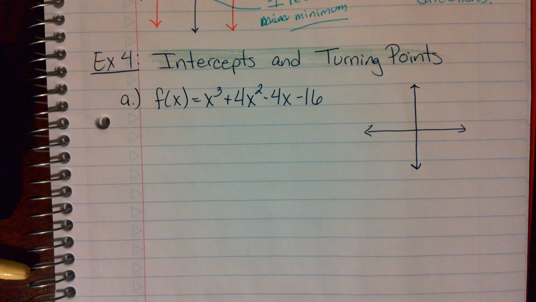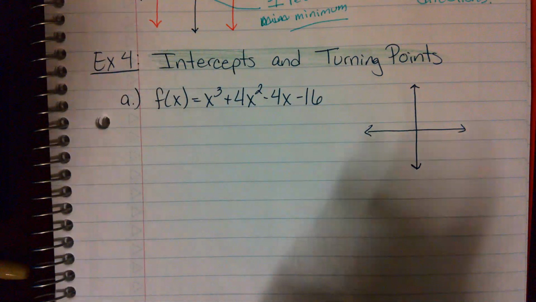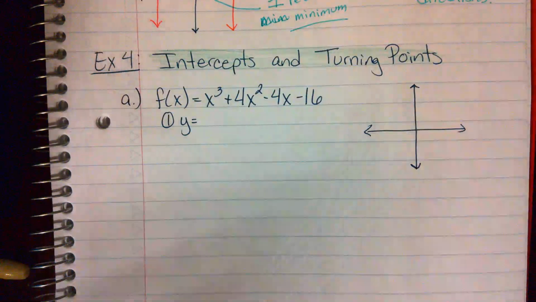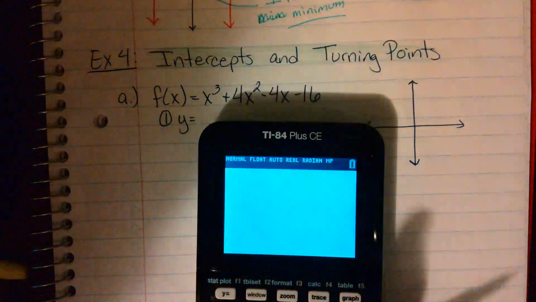Example 4 is where we are going to find the x-intercepts and the y-intercepts and the turning points of a function, and we'll be using our calculator to help us do that. So our very first step is we want to go to y equals and graph this.